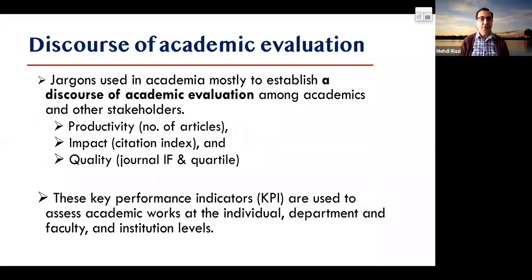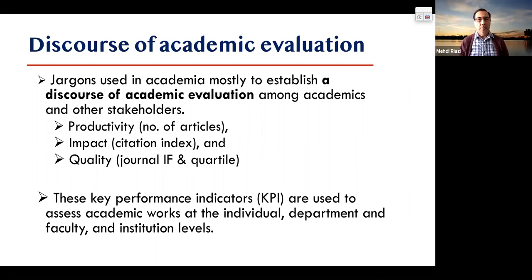This topic relates to the discourse of academic evaluation, and in particular the jargons that are nowadays used in academia, mostly to establish a discourse of academic evaluation among academics and other stakeholders. These jargons are productivity, which refers to number of articles; impact, which refers to citation index; and quality, which refers to both journal article impact factor as well as the quartile of the journals.